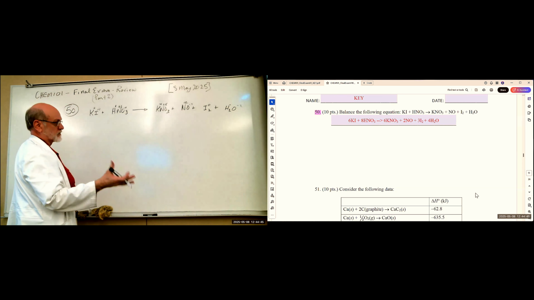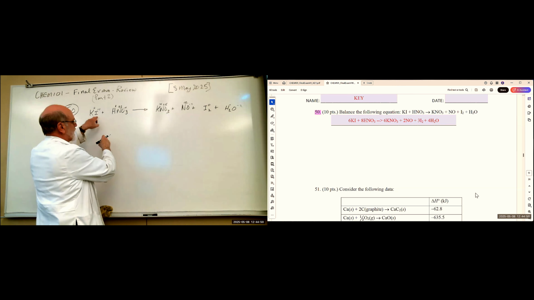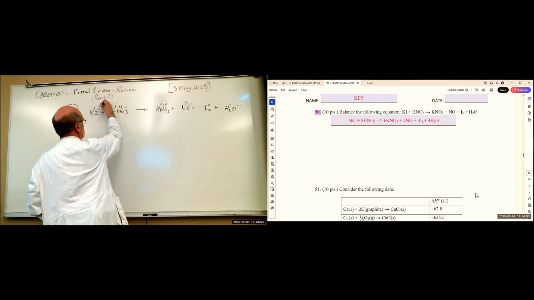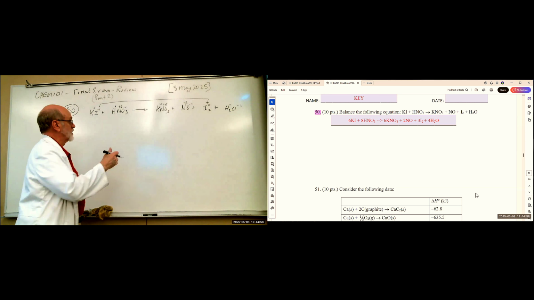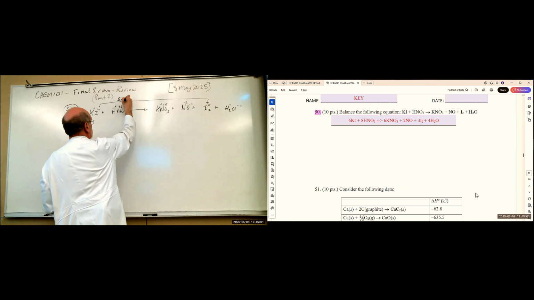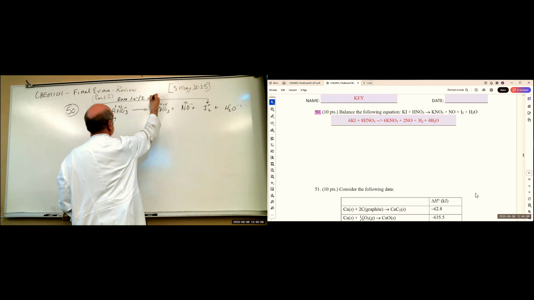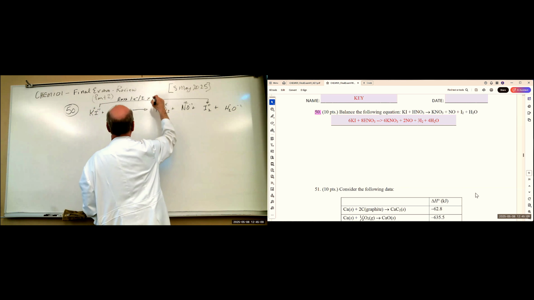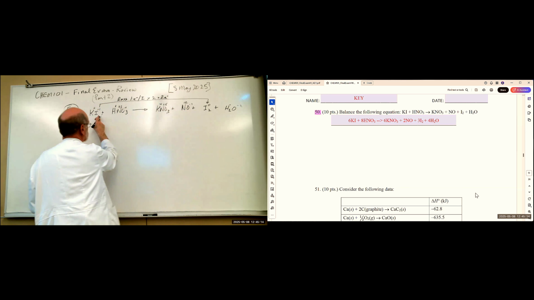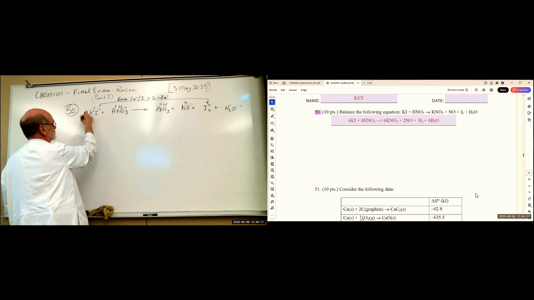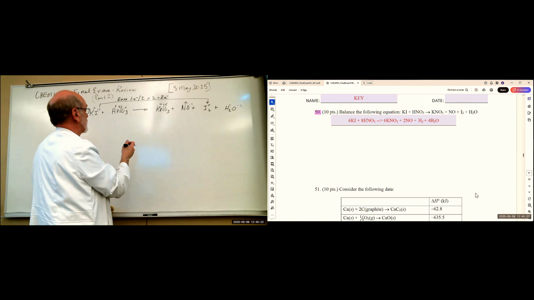Okay, so which one is oxidized and which one's reduced? This iodine went from a -1 to a 0. That means it had to lose an electron. So we have a loss of 1 electron for each iodine, but we have 2 iodines. So we're going to need 2 iodines on this side to balance those electrons. Okay? All right.